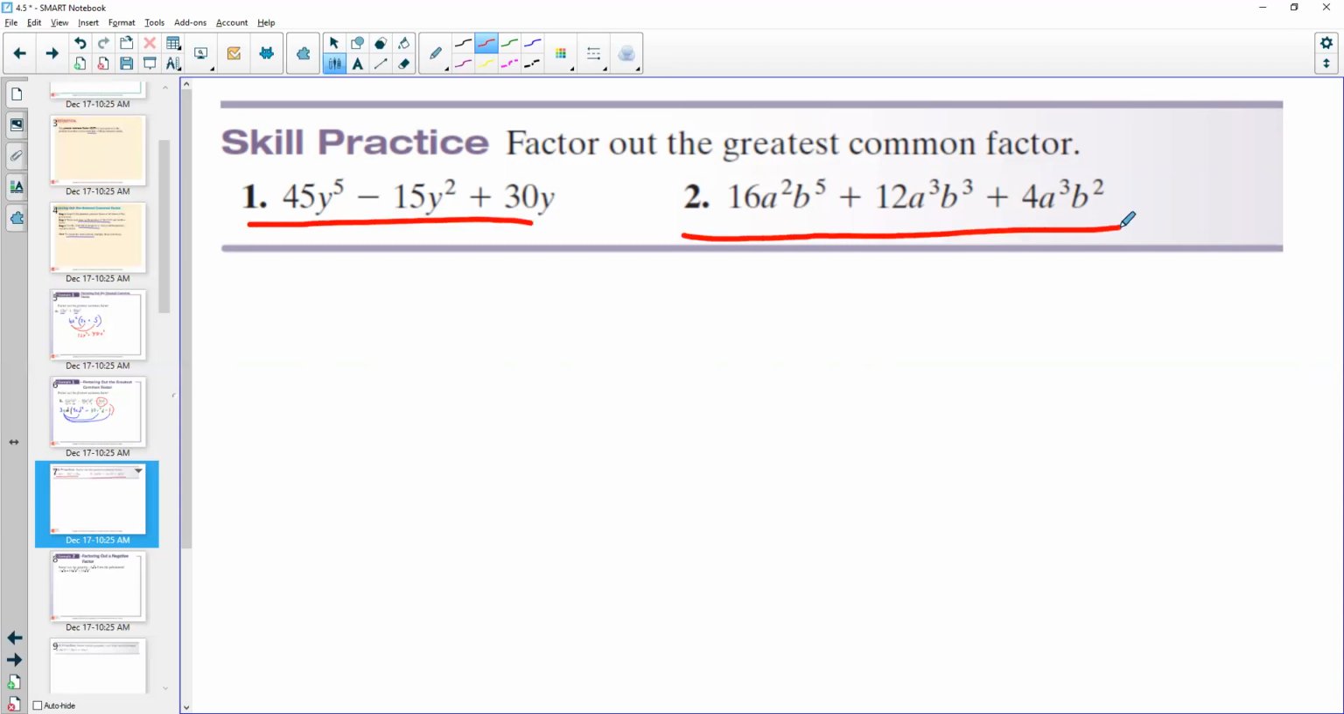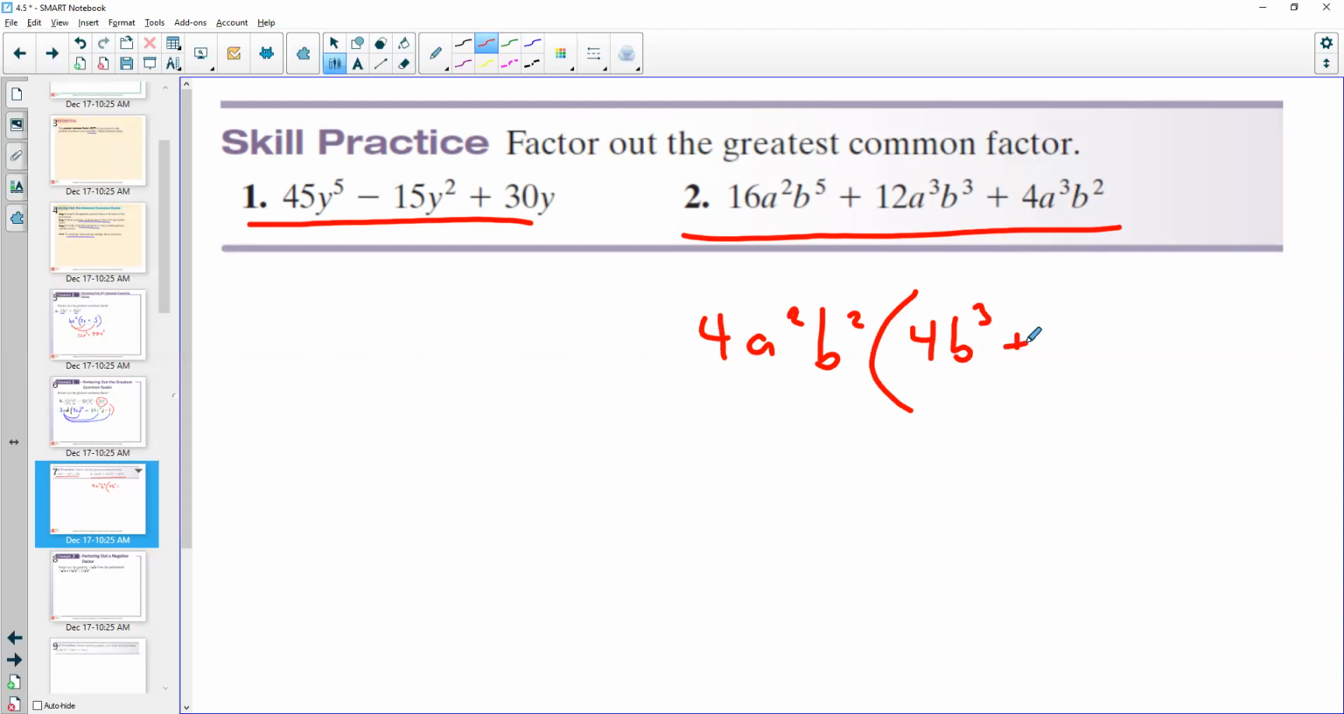So I have a 16, a 12, and a 4. The greatest common factor there is a 4. I have a squared, a cubed, and a cubed, so the greatest is going to be a squared. I have b to the 5th, b to the 3rd, and b squared, so the greatest there is b squared. All right. 16 divided by 4 leaves me 4. I took out a squared, so I don't need to put an a here after the 4. I removed that. And then I took out b squared, so I have 3 b's left.